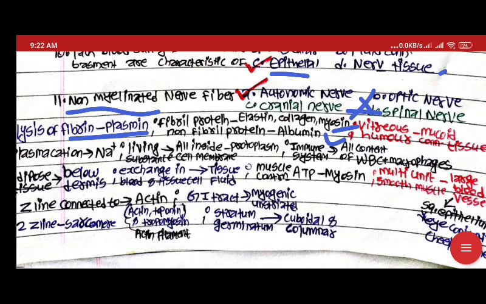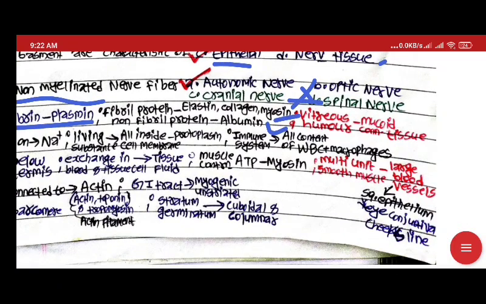Osmotic pressure. Now here is vitreous humor. In eyes, vitreous humor is also a connective tissue between what? Between retina and lens. Here the connecting tissue is vitreous humor.